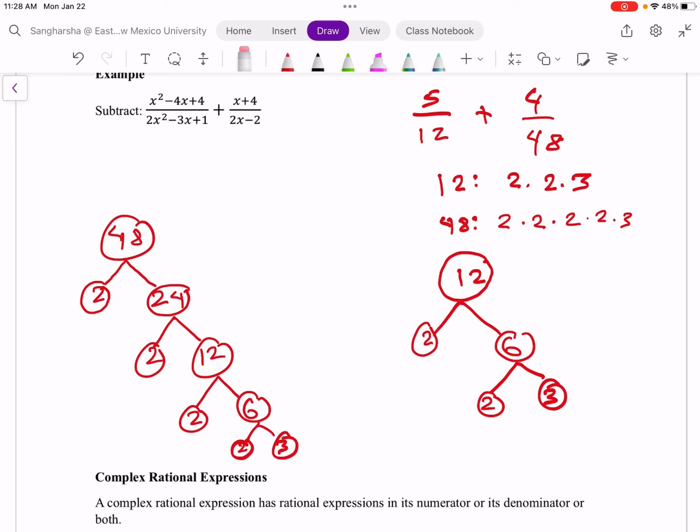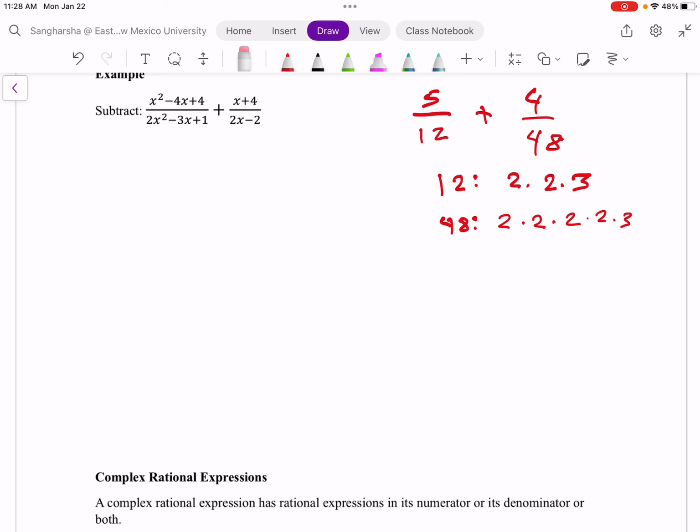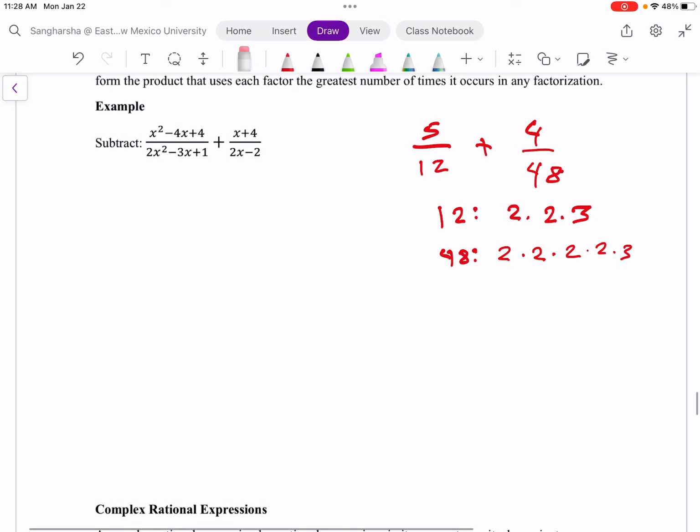Okay, I need to erase this part here. Can I erase the tree diagram for 48? Okay. So make sure when you are looking for the least common denominator, you have your denominators in factor form. Now your common denominator. Let me just write CD for common denominator. It's the same as finding the least common multiple. You have heard of the LCM, right? The least common multiple. So it's the same as the common denominator.